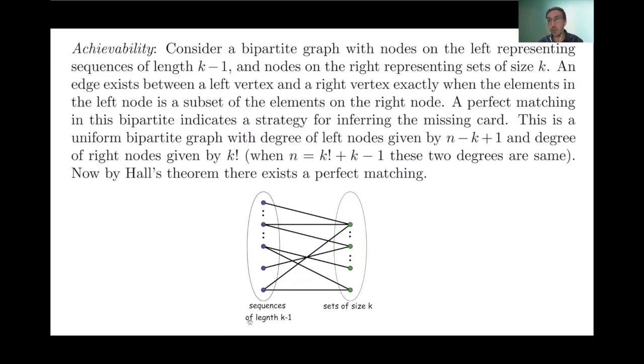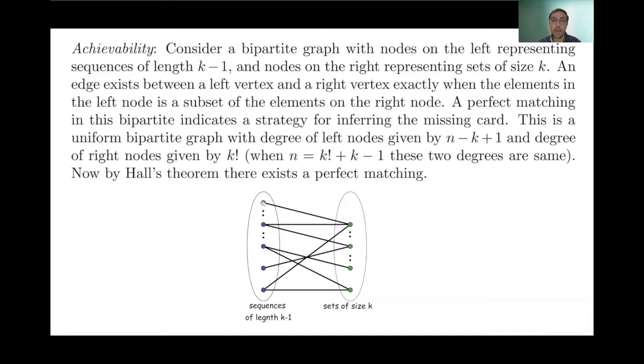And we put a vertex for each sequence. For instance, it could be vertex number 1, 3, 4, anything. An ordered sequence of length k minus 1. So these are the vertices on the left-hand side. On the right-hand side, we put sets. So these are not ordered. We put sets of size k. Okay, how many sets of size k do we have? We have n choose k. So there are n choose k nodes on the right-hand side.